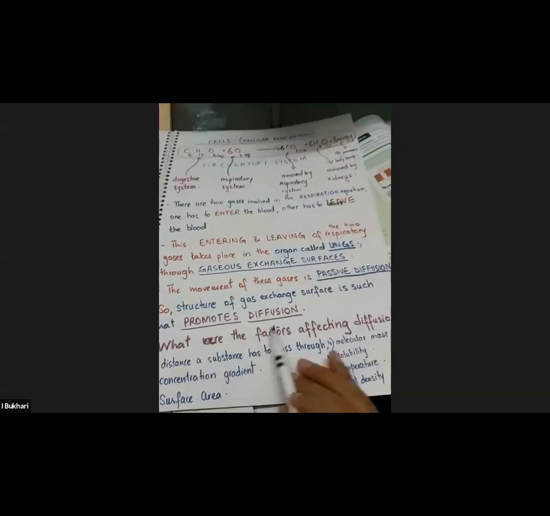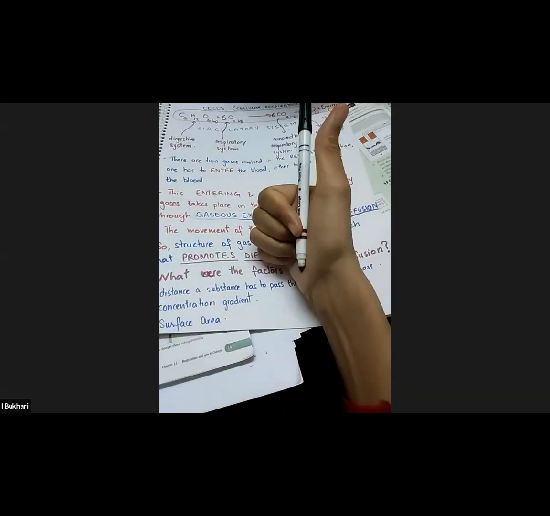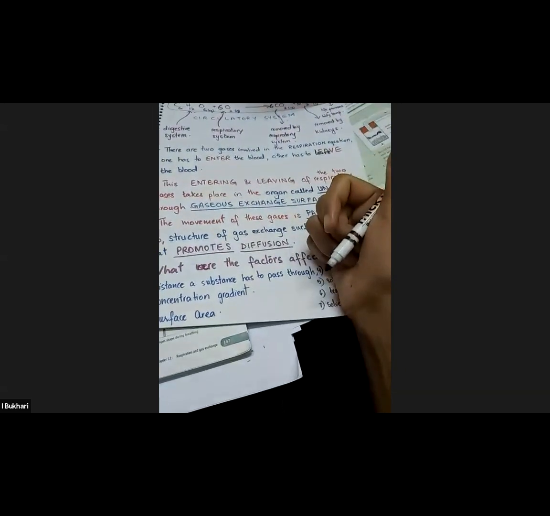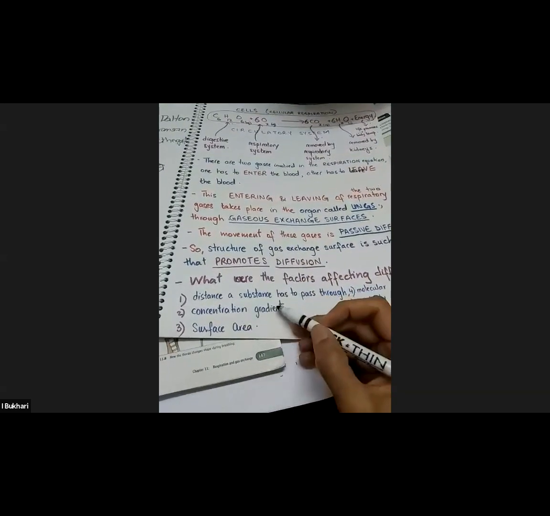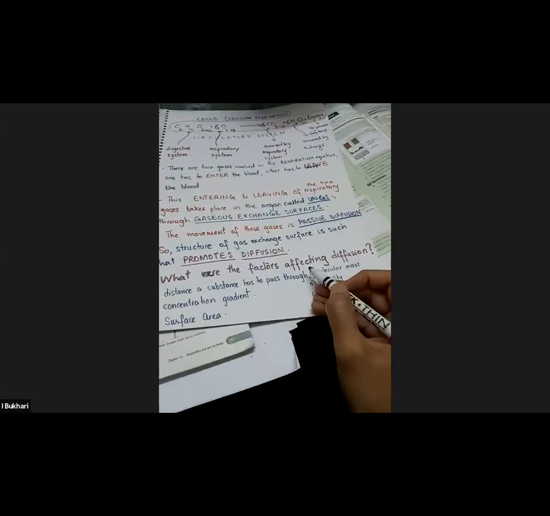Okay, so what are the factors affecting diffusion? Yes, you guys said the distance that a substance has to pass through. So the greater the distance, what? Faster the diffusion? Slower. Yes, good job. Yes, Hala. Concentration gradient. How does concentration gradient affect diffusion?